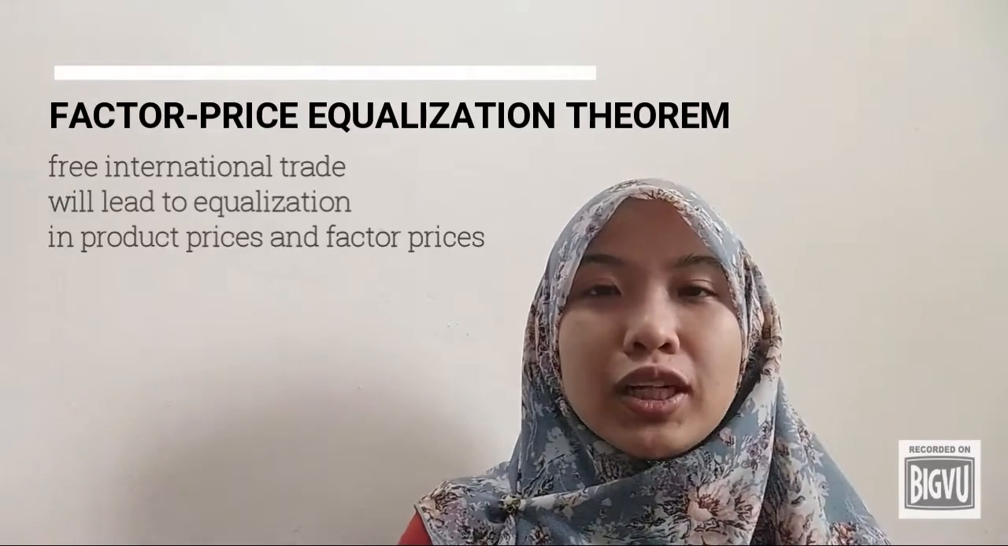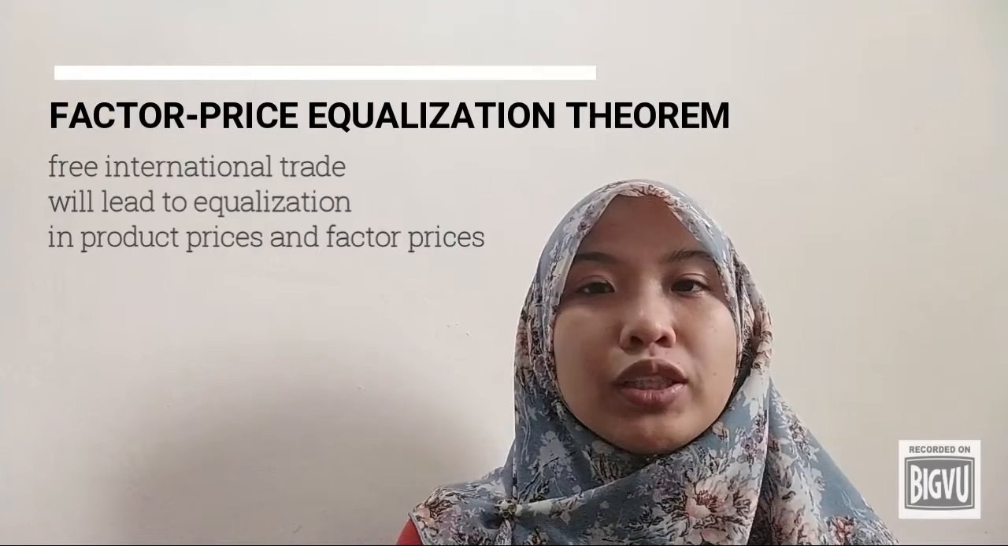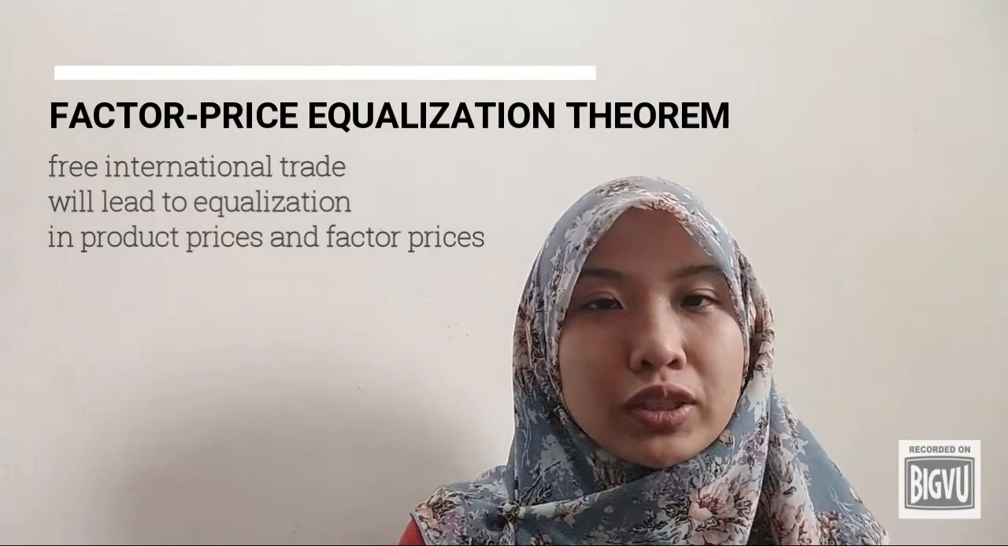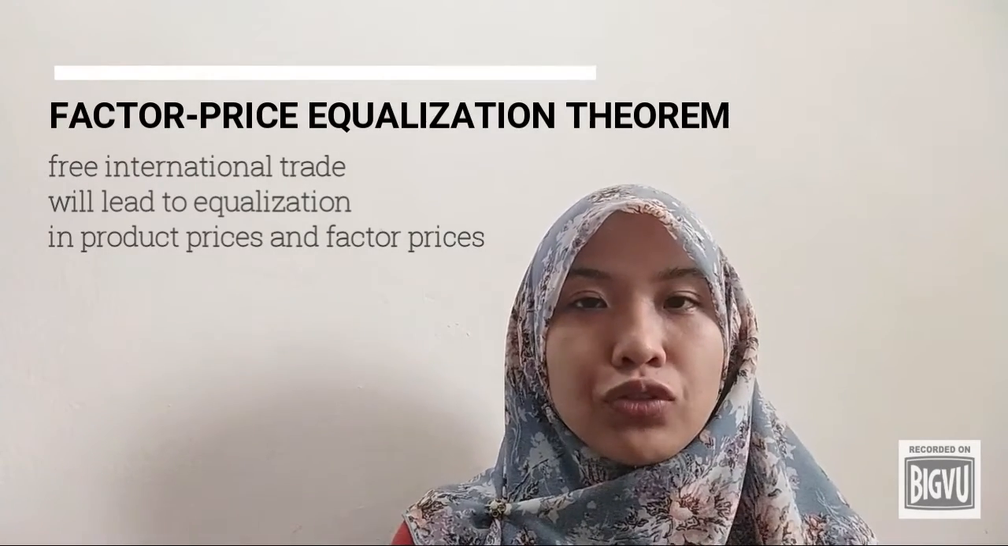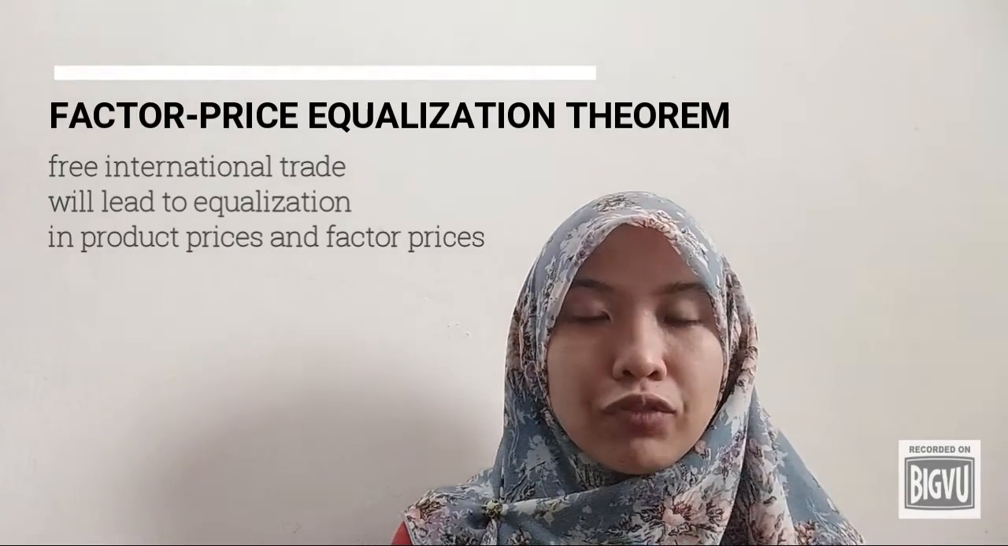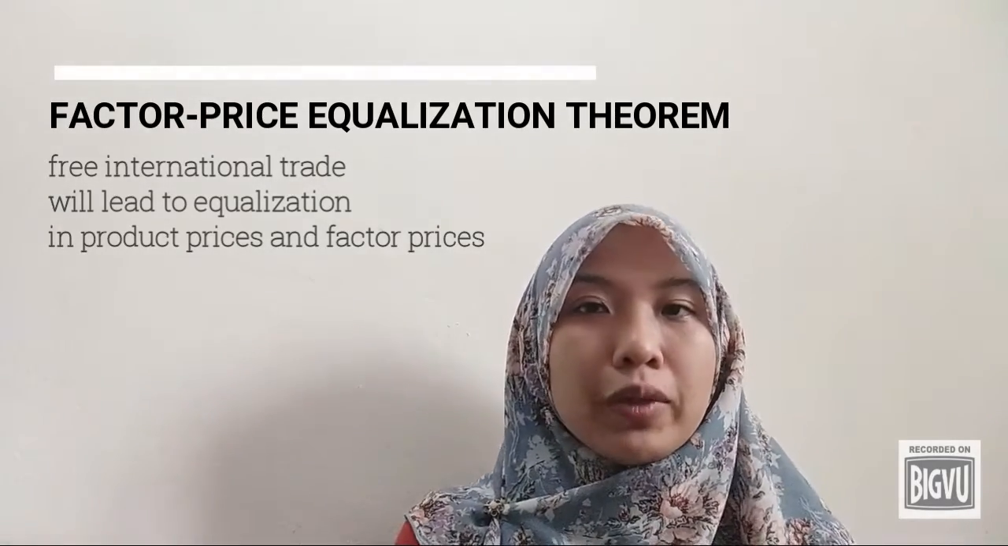The next part of the Heckscher-Ohlin theory is the factor price equalization theorem, which states that free international trade will result in equalization in product prices and factor prices. This theorem explores the effect of trade on a country's product prices and factor prices, which are denoted by wage rate and rental rate. As both countries are under perfect competition with the same technology, there is a relationship between wage to rent ratio and the relative price ratio.